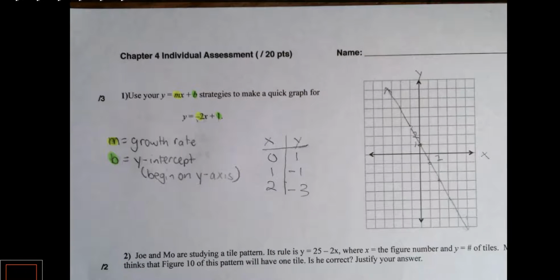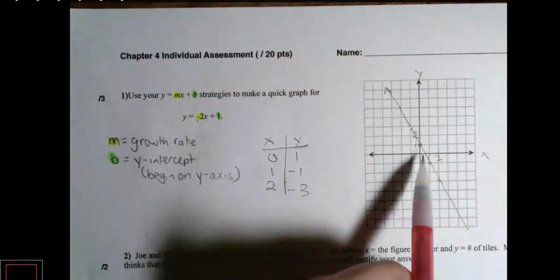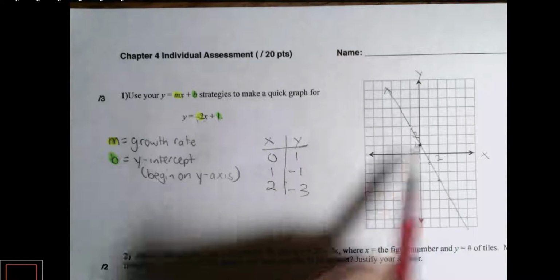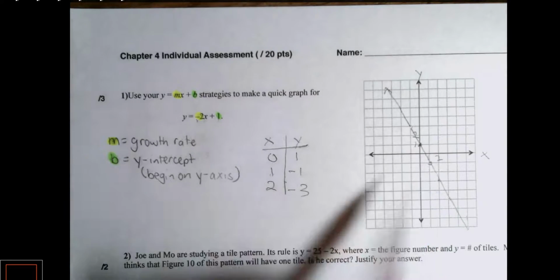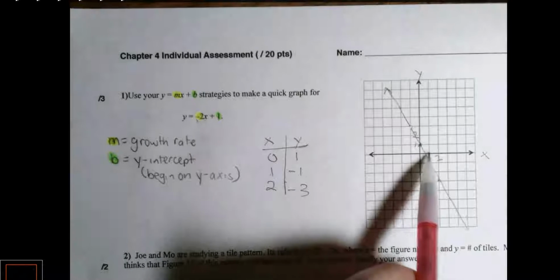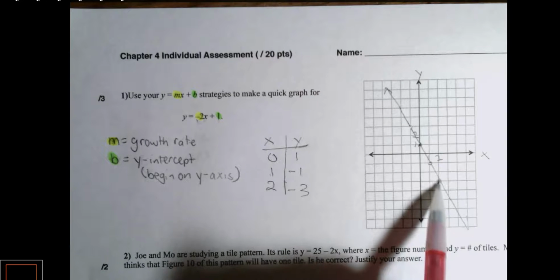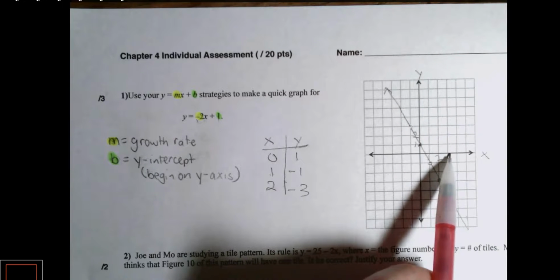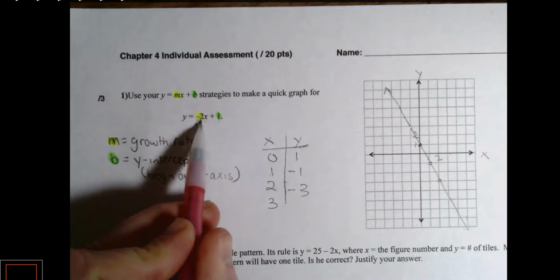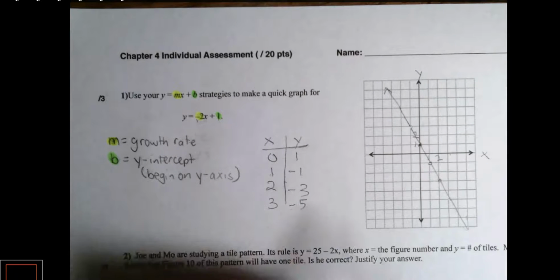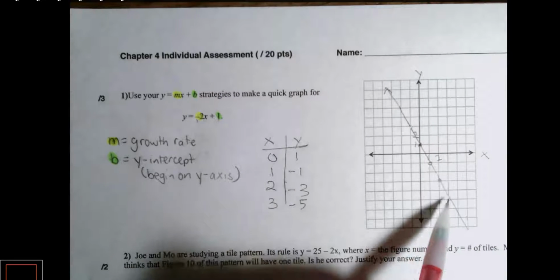Let's see if I can find those on my graph. I'm at 0, 1, 0, 1. I'm at 1, -1, so 1, -1. And then I'm at 2, -3. Go over 2, down 3. Again, if I went to 3, I would plug in 3, I get -6 plus 1, -5. So I go to 3, -5.